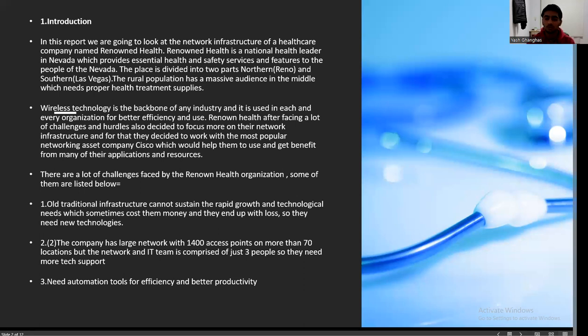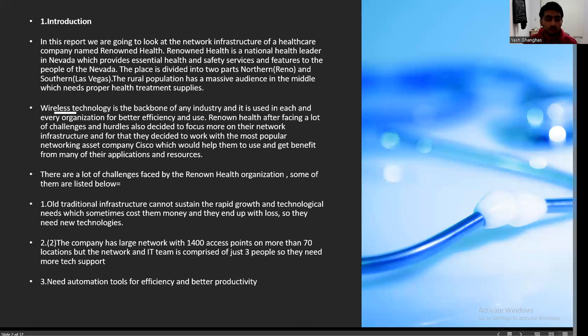Moving into wireless technologies, because nowadays everything is done by wireless technology. Wireless technology is used in every field, and Renown Health is a health-based company with more than 40 locations. They are a pretty huge company, but the main problem is that they have only 3 people in their IT section, so they do not have enough IT support. That is why they collaborate with Cisco and use many of their products like Cisco DNA, switches, Wi-Fi connectivity, access points and other things, which we will see in further slides.